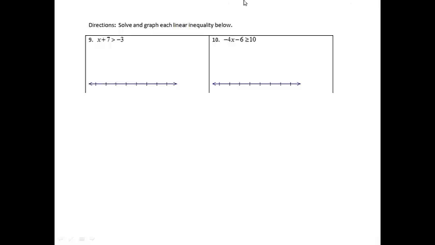Directions. Solve and graph each linear inequality below. So we'll need to solve it and then also graph it. This one says x plus 7 is greater than negative 3.